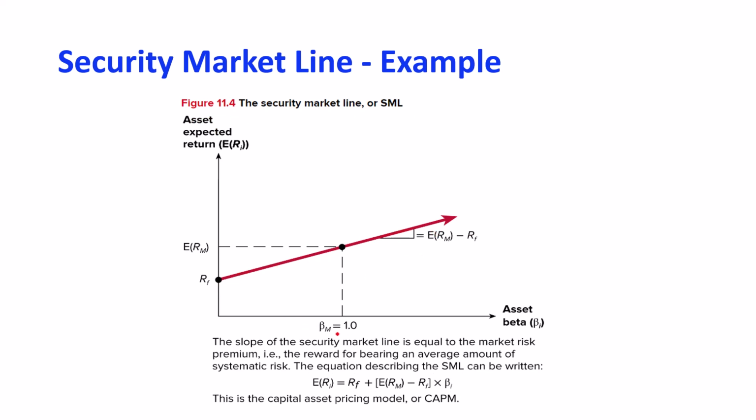And when you look at it for a market portfolio, the beta of the market is 1. So the slope of the security market line is equal to the market risk premium, which is the expected return of the market minus the risk-free rate. This is the reward for bearing the average amount of systematic risk. The average amount of systematic risk is the beta of the market, which is 1, and the market risk premium is the reward for bearing that. The equation that describes this line is what we call CAPM, or the capital asset pricing model. Let's see how we derive that.